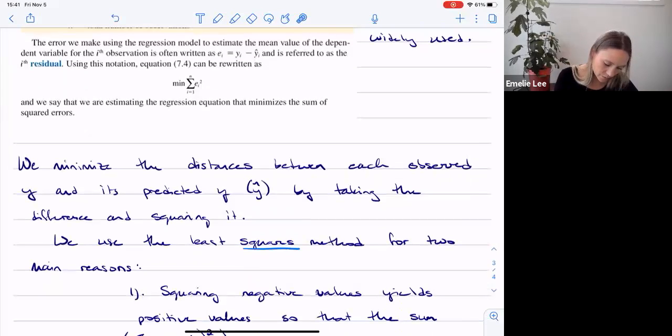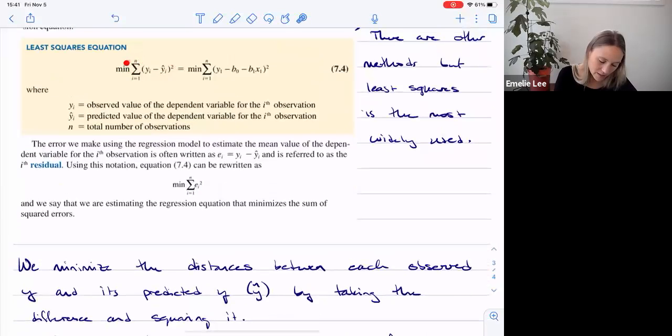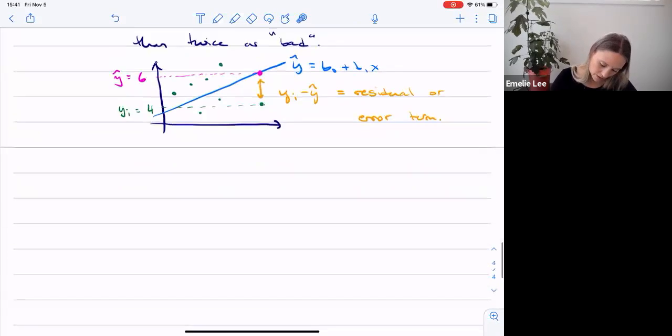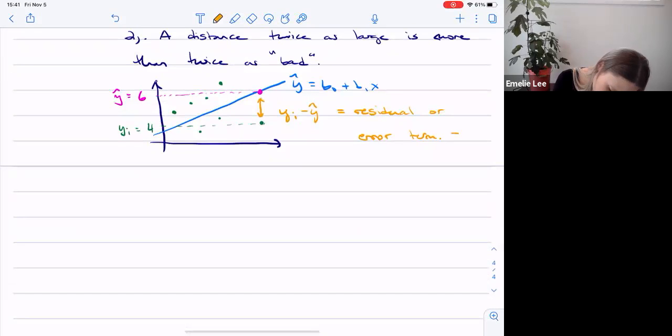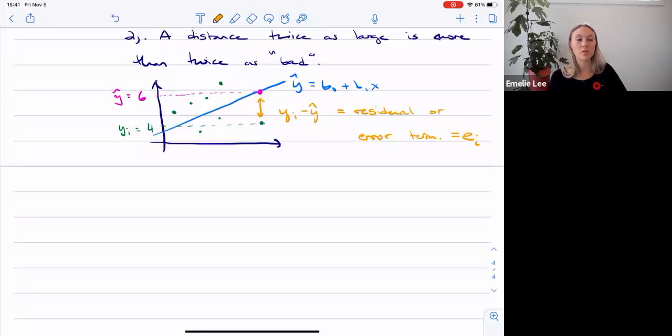And so we could talk about minimizing the sum of the error terms squared. That's the exact same formula as here. It's just a little bit easier to read. So we say that we're estimating the regression equation that minimizes the sum of the squared errors, and that's the method that we're using. And maybe I'll follow it up with here, E subscript i, for the ith term.